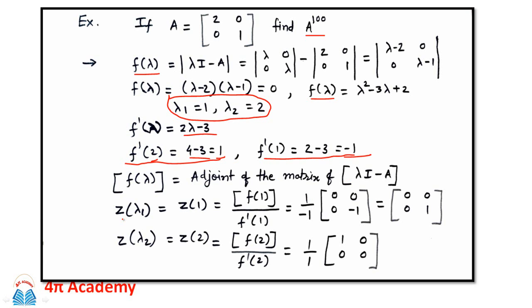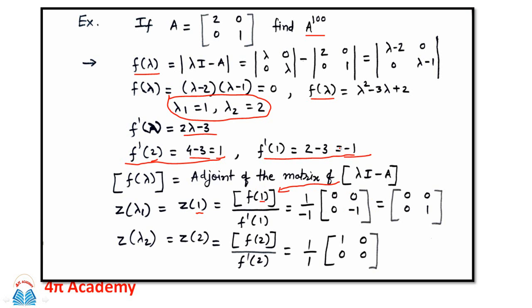So Z of lambda 1 will be equal to Z of 1, because this is our first eigenvalue, and it is equal to the matrix of f of 1 upon f dash of 1. Since f dash of 1 is equal to minus 1, I write it as 1 upon minus 1, and this matrix is nothing but the adjoint of the matrix of lambda I minus A for the value of lambda as 1.